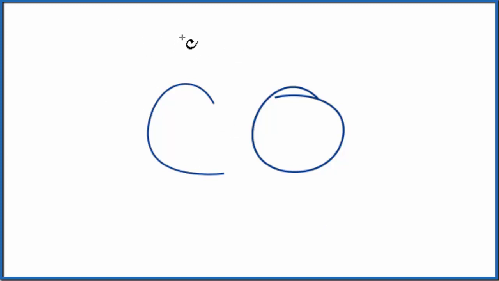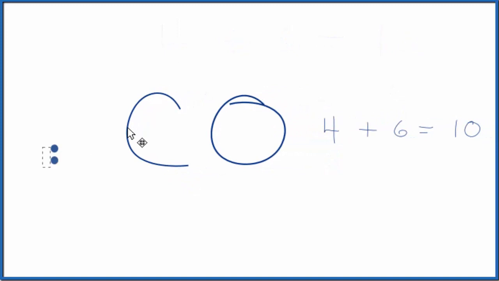Carbon's in group 14, sometimes called 4A. It has 4 valence electrons, and then the oxygen, group 16, sometimes called 6A, 6 electrons. So we have 10 valence electrons for this carbon monoxide here for the Lewis structure. So let's put 2 electrons between the carbon and the oxygen. That forms the bond here.